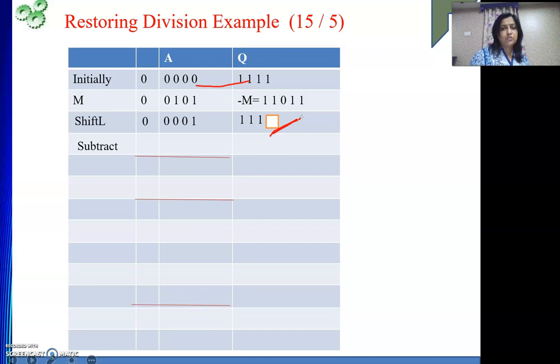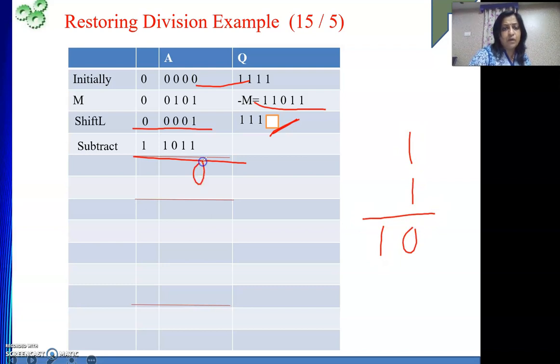Then next we will perform subtract M. Subtract M means add this particular one with your A. A is this whole quantity, including the sign bit. So 1, 1, 0, 1, 1 we need to add. 1 and 1 will give me what? 1 plus 1 will be 2, that is 1, 0. So this is 0, and 1 will be carry. So 1 and 1 again it is 0. Then 1, because that carry will be there. So here 1, here 1. So 11100 is my result after the subtraction.